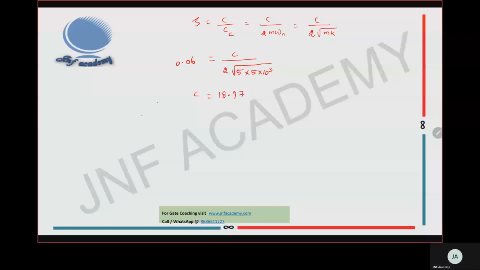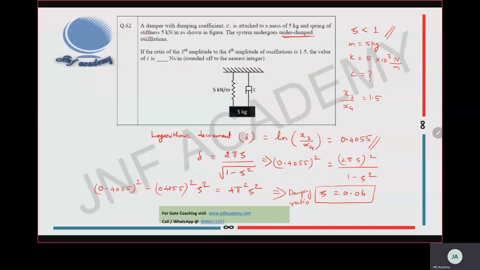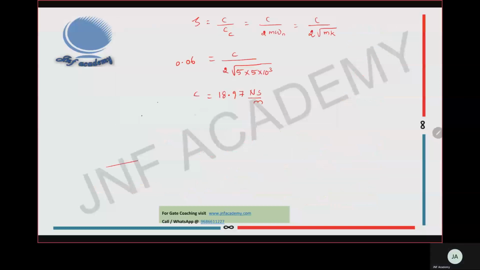19.97 Newton second per meter. But they asked for the nearest integer, so our C value is 19 Newton second per meter. Now let us move to the next question.